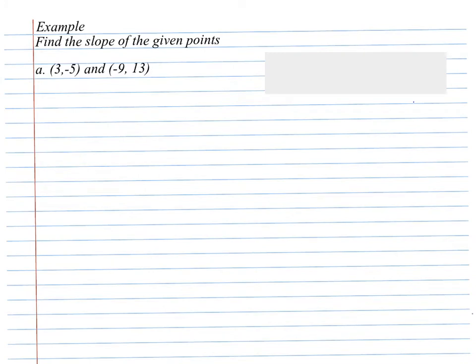To find the slope from two given points, we need to use the slope formula. They call it the slope, it could be your m, it could be your change of y over your change of x. And that basically is y2 minus y1 over x2 minus x1. Or it's the same thing if you use y1 minus y2 over x1 minus x2.